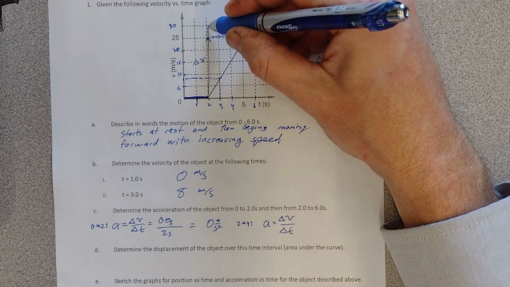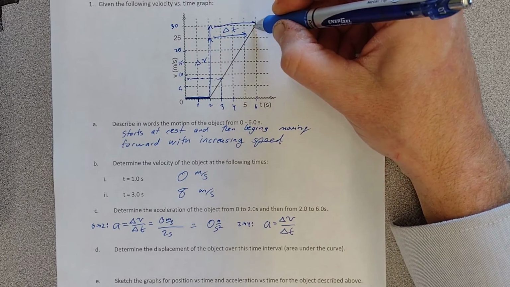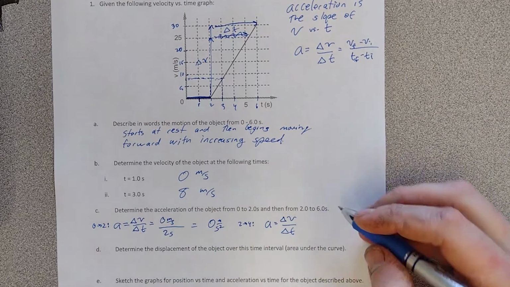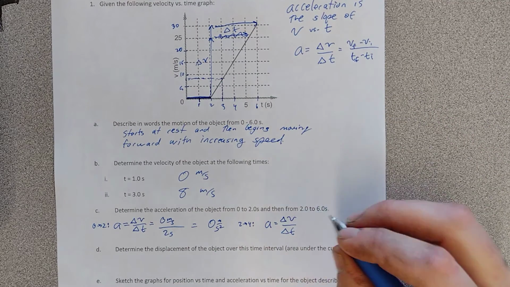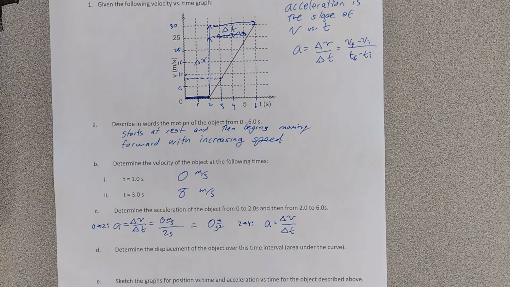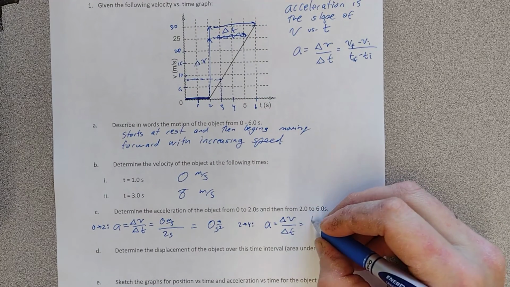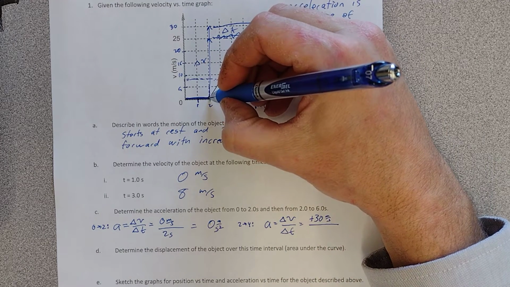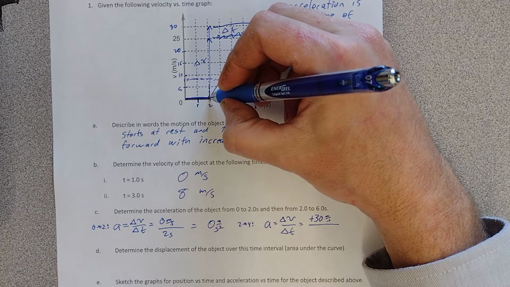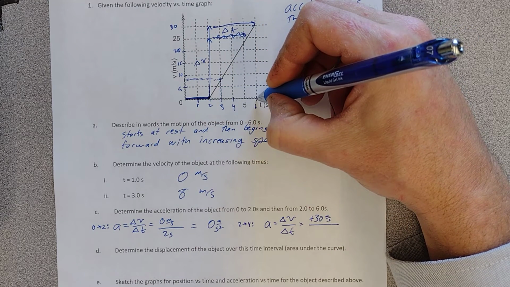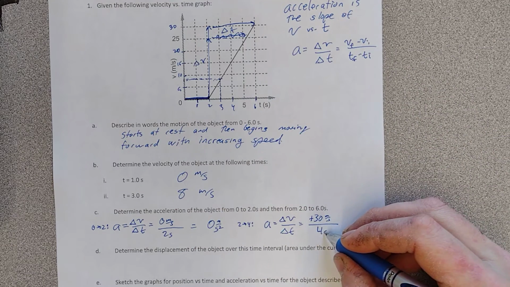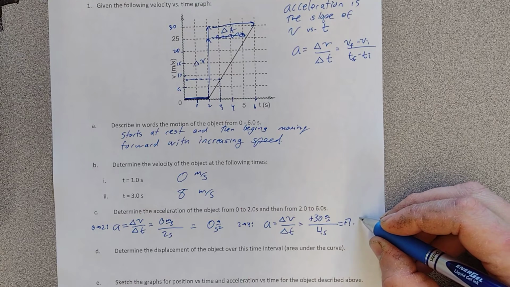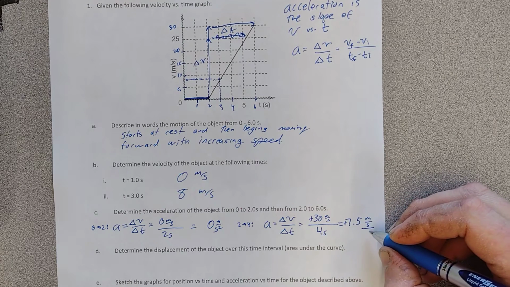Oops, I probably should have drawn this arrow up a little higher, huh? So delta v, we were going up 30. Your deltas should be positive or negative depending on your graph, right? So it's plus 30 meters per second. And it doesn't start doing that until 2 seconds. So starting at 2 seconds up to 6 seconds, that's a time interval of 4 seconds. So 30 over 4 is 7.5 meters per second each second.